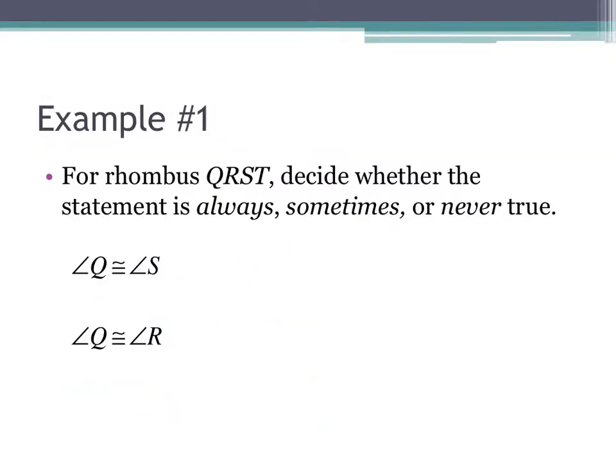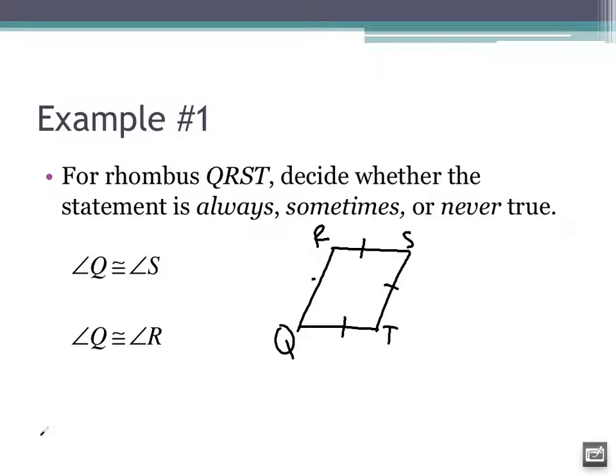So this is example 1. It says for rhombus QRST, decide whether the statement is always, sometimes, or never true. I'm going to suggest that you start out by drawing yourself a rhombus. Okay, and it says QRST. I'm not going to mark all the properties, but I am going to mark that all the sides are congruent, because that's what makes a rhombus a rhombus.